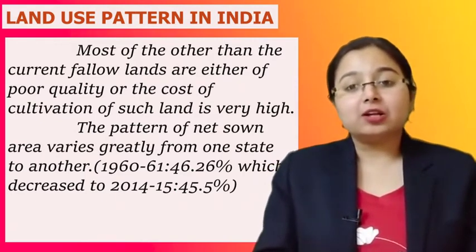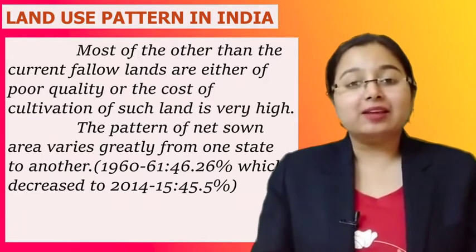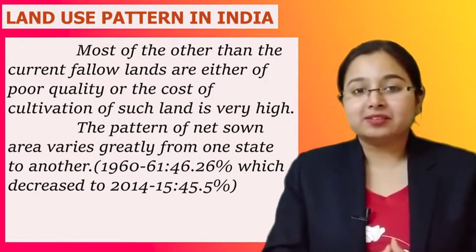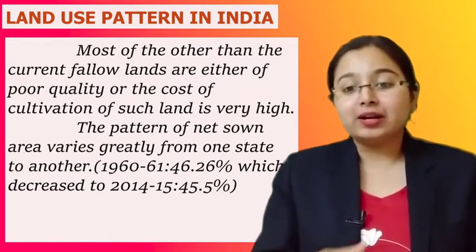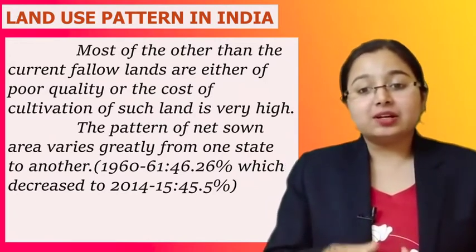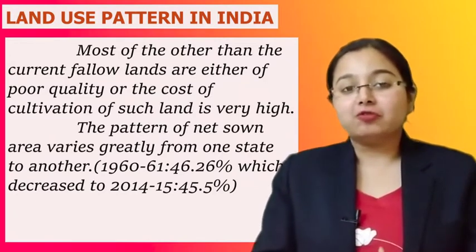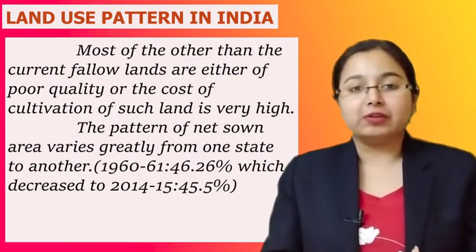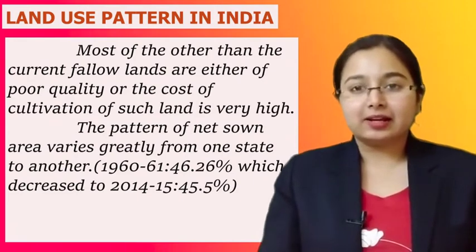Also children, the pattern of net sown area varies greatly from one state to another. Like in 1960-61, it was 46.26%, which decreased to 45.5% in 2014-15. What is the reason why it has decreased?